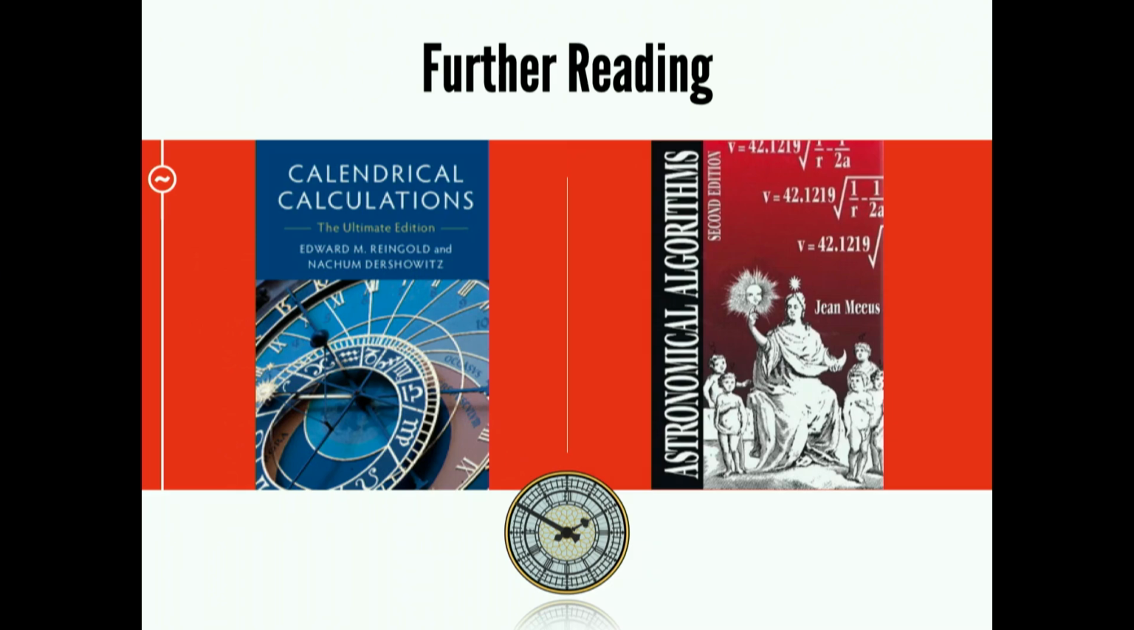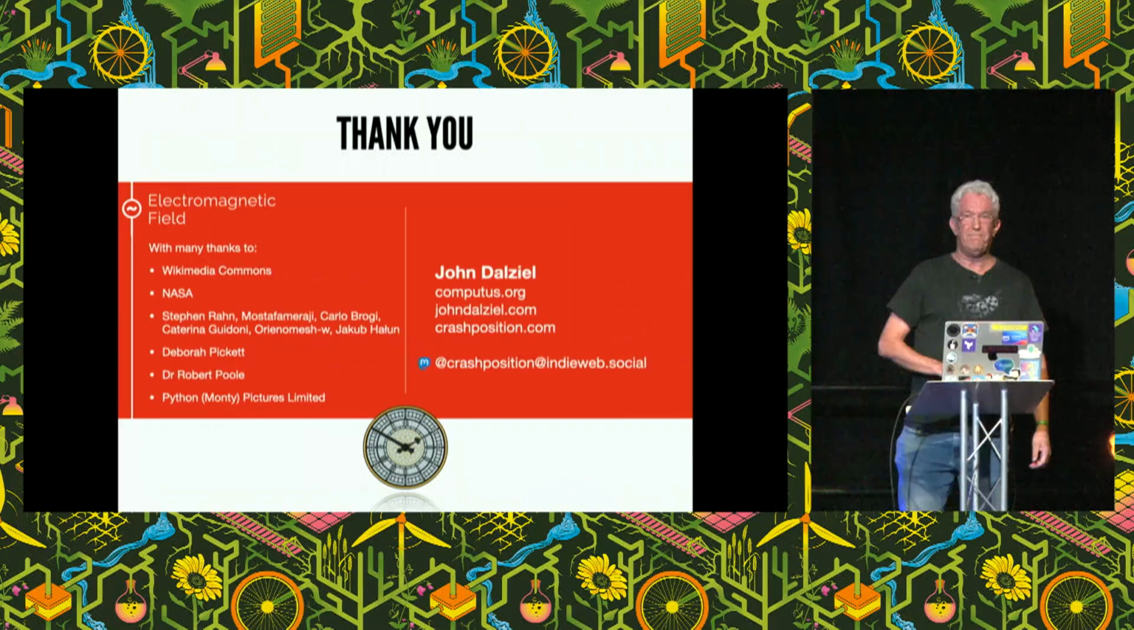Okay, if you're interested in going down any of those rabbit holes, I recommend these books here. Calendrical Calculations is very good. It has source code, it's in Lisp, it's not open source, but it's the authoritative thing to read. And Astronomical Algorithms is really good if you're into eclipses and stuff. So, okay, that's me.